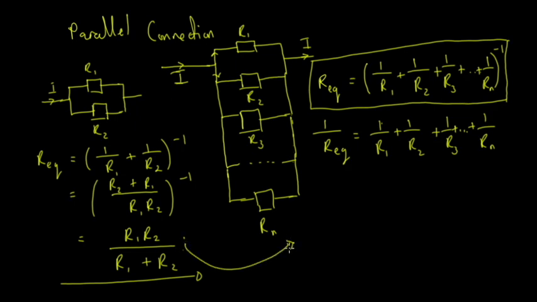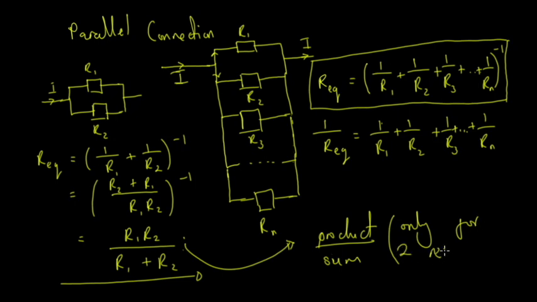So this one, we say product divided by sum. This is only for the case of two resistors connected in parallel. If we have more than two resistors connected in parallel, we have a problem. It's slightly different, so we are supposed to use this one.